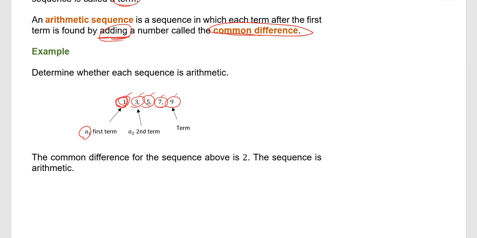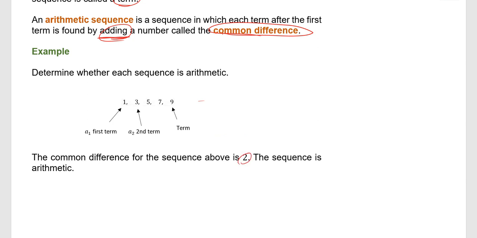And then A2 would be the second term, and so on, to however many terms the sequence has. In this case, it's 5 terms, so this is A5, and so on up to A sub n, however many numbers the sequence has. The common difference for the sequence above is 2. Now, why is it 2?